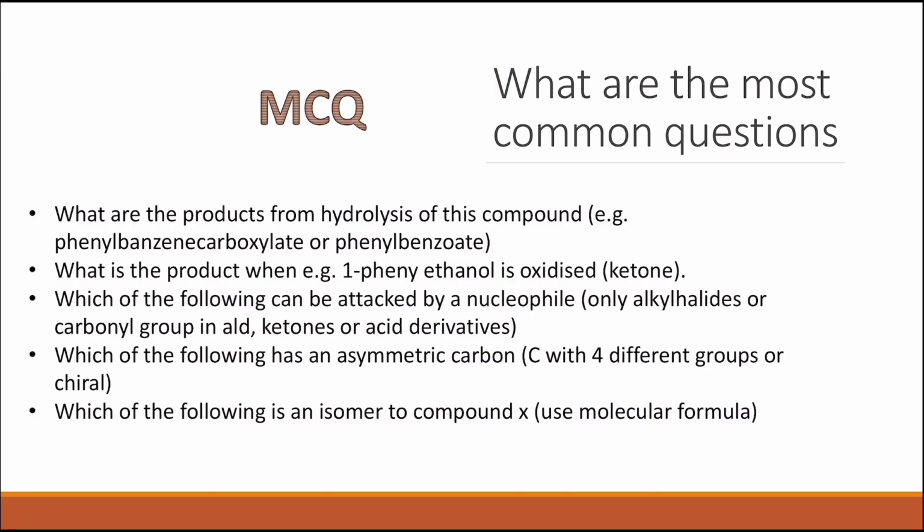Also, which of the following can be attacked by a nucleophile? Remember, a nucleophile can attack alkyl halides or the carbonyl group in aldehydes, ketones, or acid derivatives. Which of the following has an asymmetric carbon? So asymmetric carbon is the chiral carbon, or the carbon that has four different groups attached to it. Which of the following is an isomer to compound X?